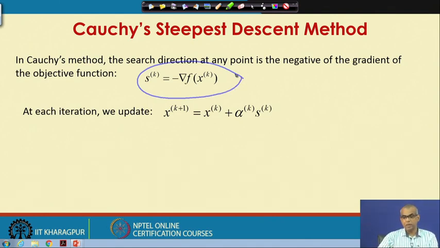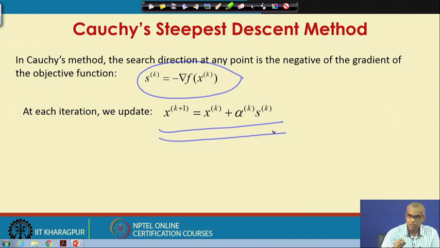So, search direction at any point is the negative of the gradient of the objective function. At each iteration, we will update the guess values for minimum using the usual expression x k plus 1 equal to x k plus alpha k s k, where s k we set as negative of the gradient of the objective function at that point.